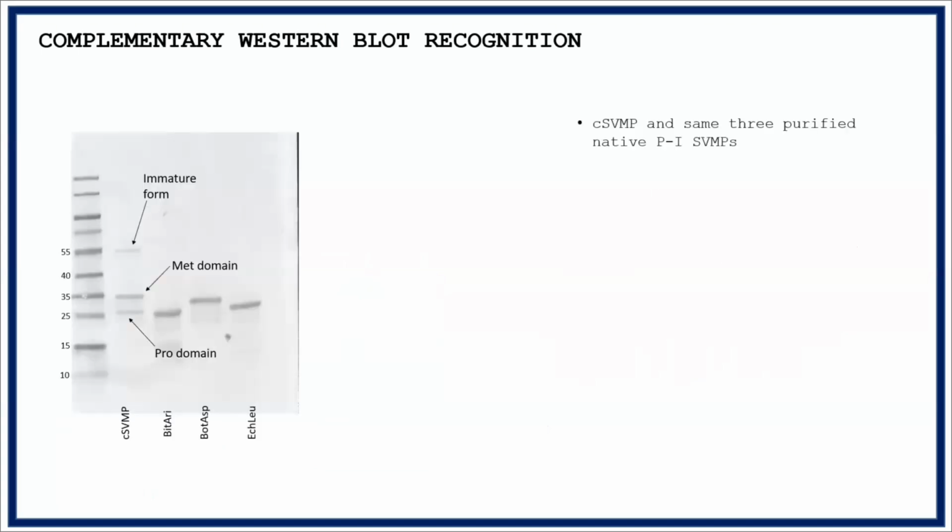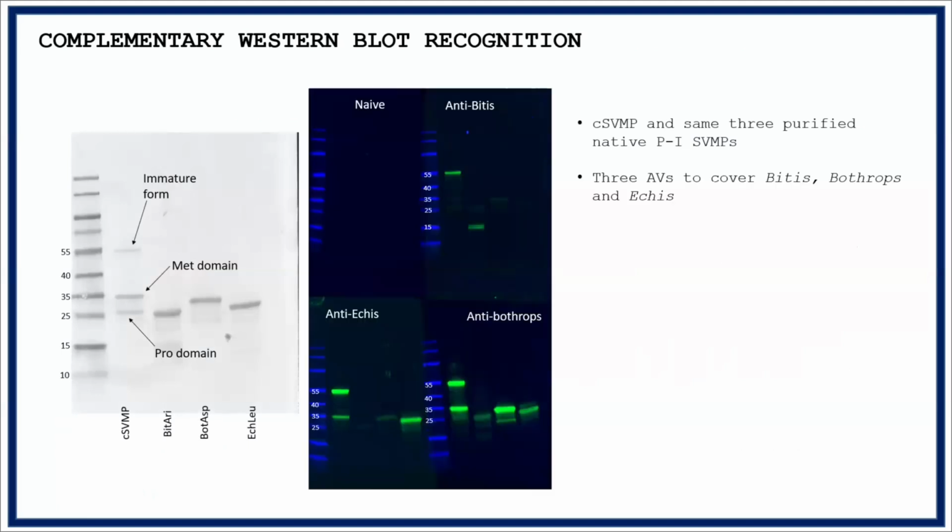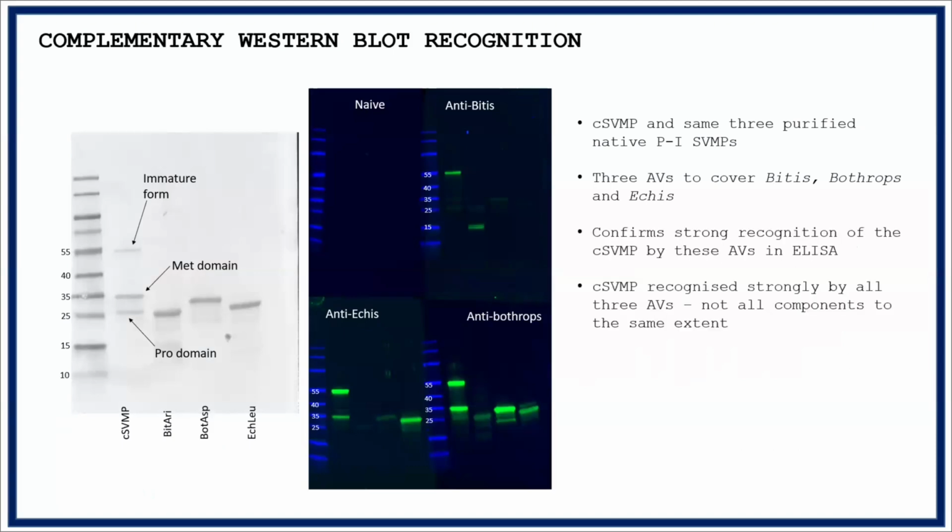And so for those of you who prefer a Western blot, because we all prefer one technique or the other, I also did a small number of complementary Westerns, again using the consensus toxin and the native ones, and probed them with antivenoms to cover Vitis, Bothrops, and Echis. As you can see, there is again a strong recognition of the consensus P1 by the antivenoms, so that confirms the data we saw in the ELISA.